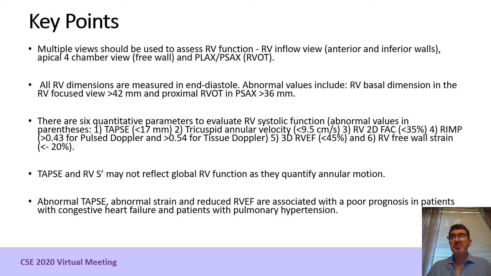There are 6 quantitative parameters to evaluate RV systolic function. These are TAPSE, S prime, fractional area change, RIMP or index or MPI on the right side, RV ejection fraction, and free wall strain. TAPSE and S prime may not reflect global RV systolic function, as they quantify principally annular motion, and abnormal TAPSE, abnormal strain, and reduced ejection fraction are associated with poor prognosis in patients with congestive heart failure, patients with pulmonary hypertension, and a variety of other conditions.